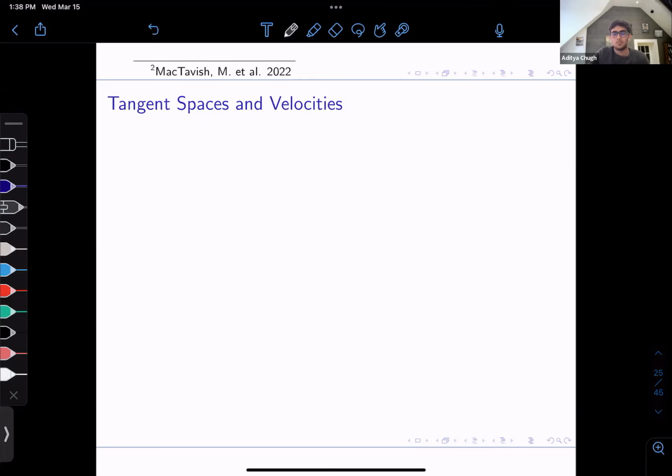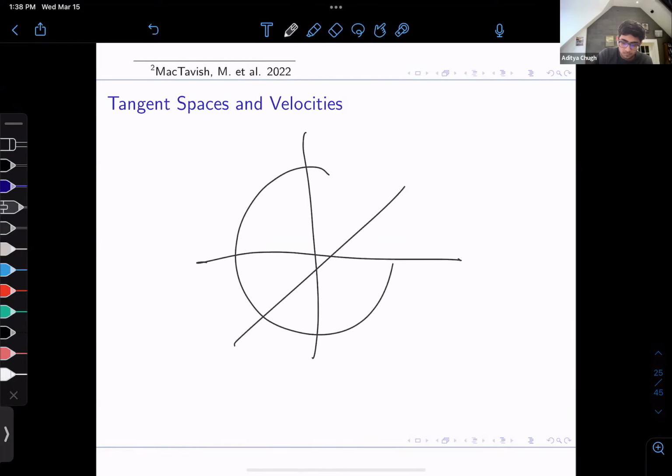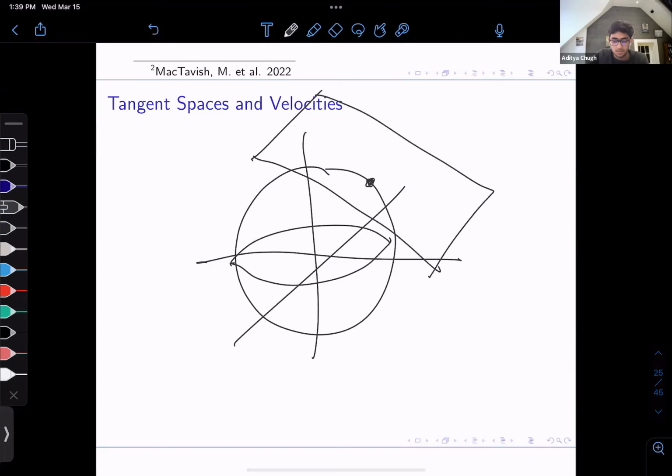Essentially, what we're trying to do is on a manifold, say our sphere, we try to imbue each point with a sort of vector space structure, so that you could imagine this plane, which is tangent to the sphere, and then you could imagine that if a particle was moving on the sphere, it would have a certain velocity vector, and that would lie in this space.